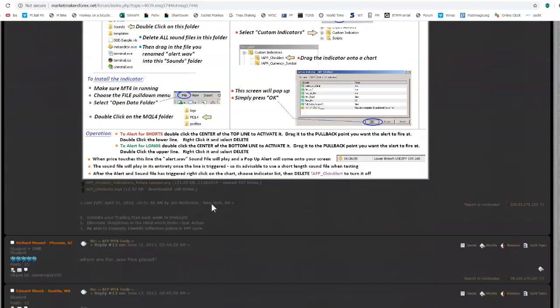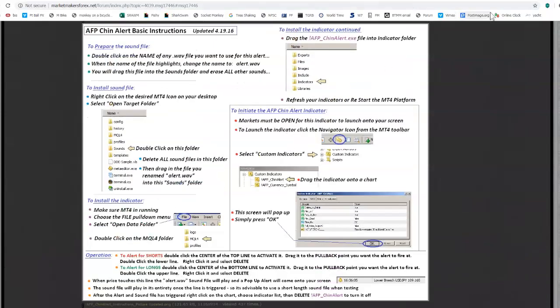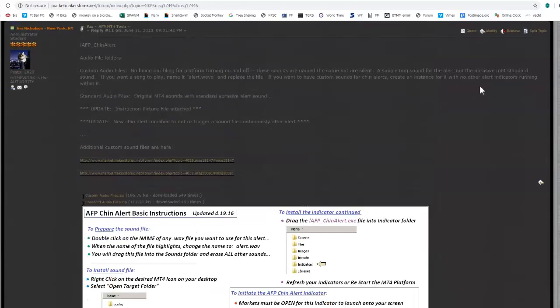But all the information is in there, and the alert is down here. Okay, it's an MQ4, so that means you can tweak it if you have to. And then, of course, the instructions. Make sure to load the instructions. It's all in there. I explain how to load it, how to use it.